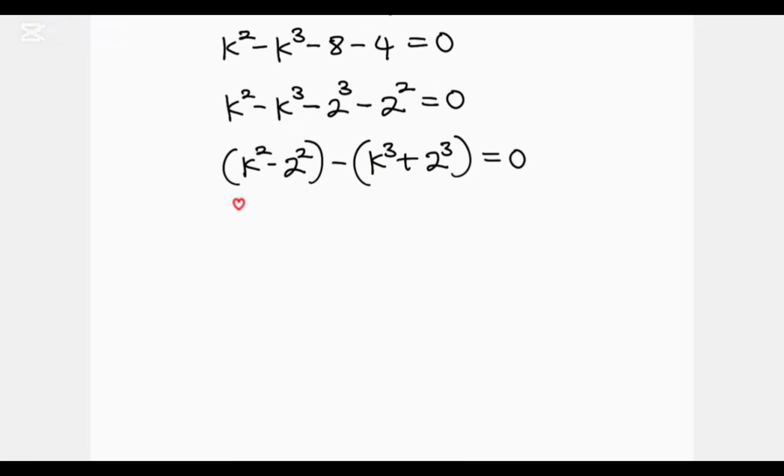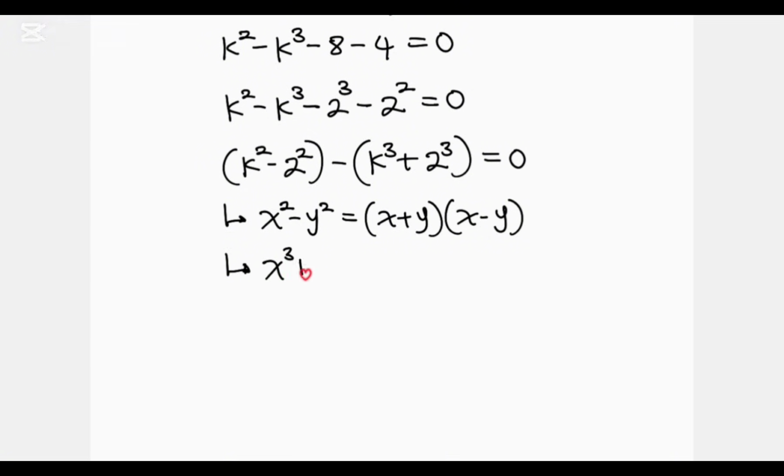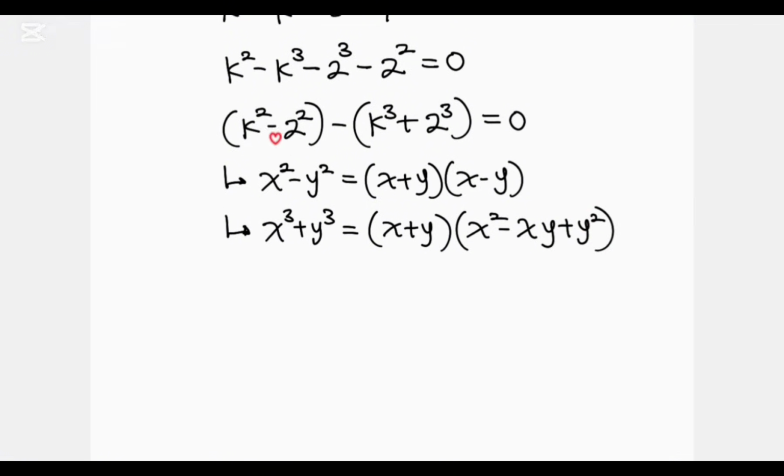So for difference of 2 squares, we have an identity. For example, the identity of difference of 2 squares is x squared minus y squared, which can be written as x plus y times x minus y. Then the identity for sum of 2 cubes can be written as, for example, x cubed plus y cubed is x plus y times x squared minus x times y plus y squared. Good.